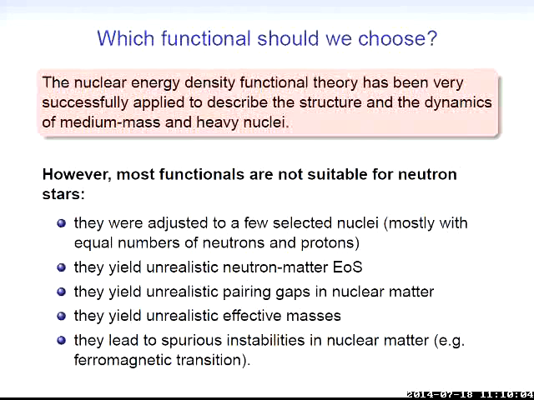Functionals giving a realistic neutron matter equation of state, there are not so many. And likewise for pairing gaps and effective masses, which we discussed yesterday. And there are also problems with instabilities, like some functionals predicting a ferromagnetic transition. So using this functional, you would predict that neutron stars will become ferromagnetic and then collapse.